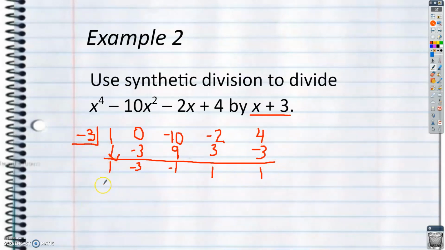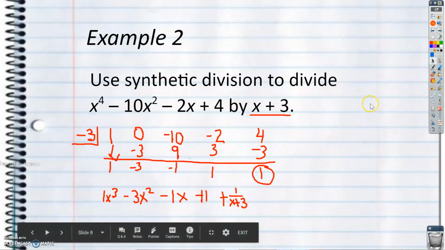So this is going to be our answer. So remember, if this is x to the 4th, our answer is going to be 1 exponent less than that, so that's 1x to the 3rd minus 3x squared minus 1x plus 1, and then this is our remainder, so it's plus 1 over x plus 3. Okay, and that's my final answer.